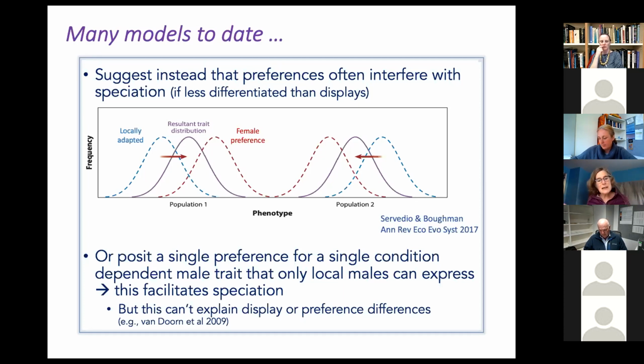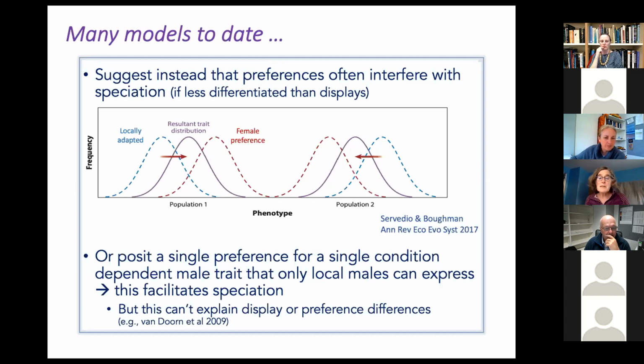And the idea underlying these models is that if the trait is condition dependent, then males in one environment who are locally adapted will have good condition, and therefore they can express the high values of the display trait. Whereas a foreign male coming in is not adapted, has poor condition, and has a lousy display. So females who prefer that one condition dependent trait will reject the foreign males because they don't have a trait that's attractive. Only the local males have that attractive trait.